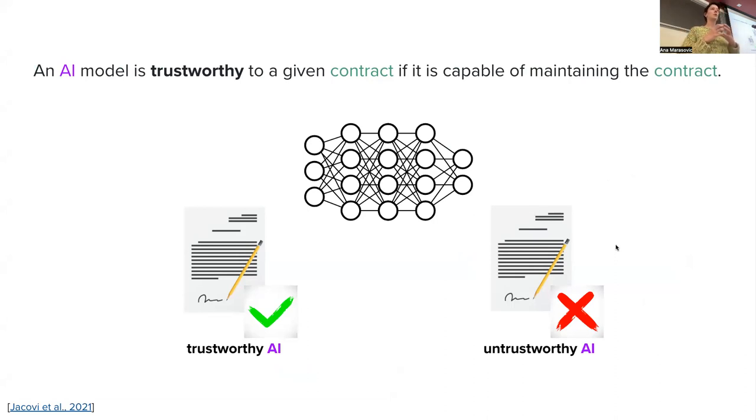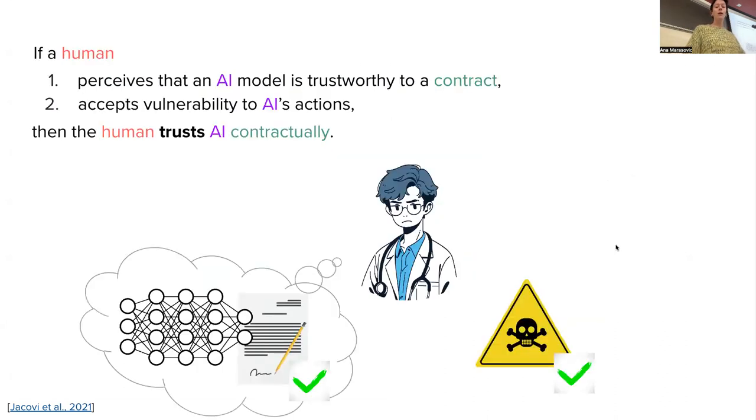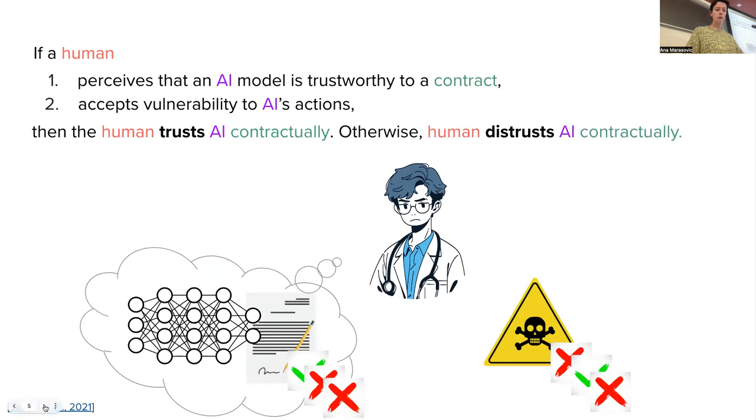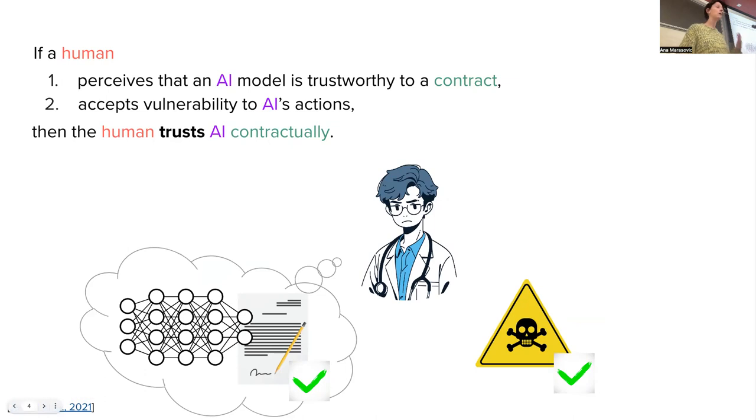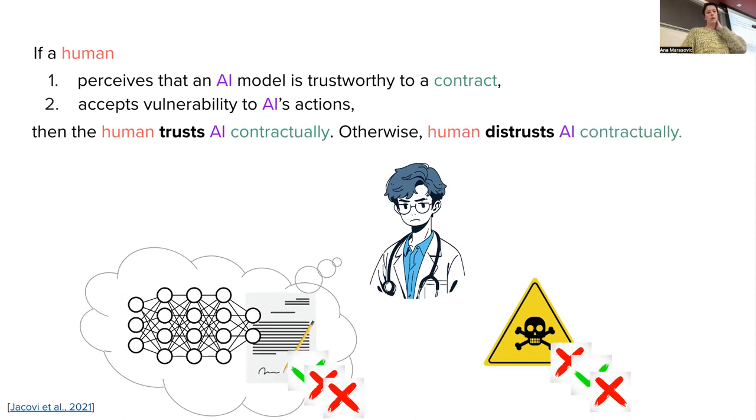So it's important to remember that when we talk about trustworthiness, it's a property of a model. On the other hand, human trust in AI is obviously something a person has, and we say that the person has human trust in AI contractually if this person perceives that the AI model is trustworthy in that contract and accepts vulnerability to its actions. For the second option to be fulfilled, we need to have some undesirable event that can possibly, but not certainly, occur. And we also must have this person being aware of the possibility of this event happening. Only then can this person accept vulnerability to this action. Otherwise, we cannot talk about trust. So if there is no risk, we cannot talk about trust.